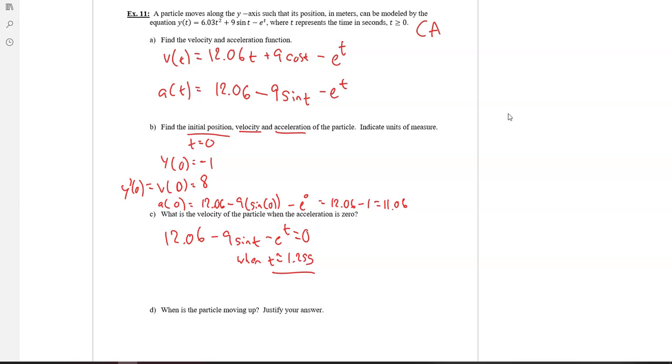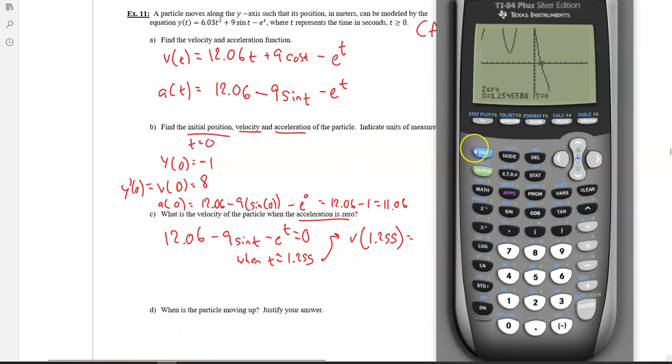So that's the time when the acceleration is 0, but we want to find what is the velocity then. So then we'll find v of 1.255, okay? And again, this is where I can use my graphing calculator if I want to and just take the derivative. If I go back to my home screen, remember that this command right here, that's the derivative of the position, so this should be velocity. I don't want to evaluate it at 0 though, I want to evaluate it at 1.255. And so it's about 14.423.